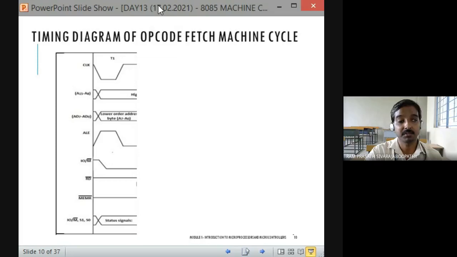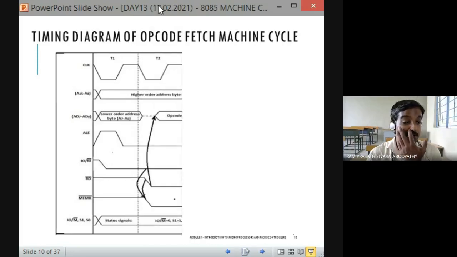Fine. During the T2 state, what happened? The higher order address is maintained in the higher order address lines A15 to A8. What happened to the signals AD7 to AD0, this group of signals? Initially, what happened? You can see in the diagram I have specified some dotted lines. What does it mean? Yes, ALE goes low and is maintained low. Correct? Very good. Then the bus gets tri-stated for some time.